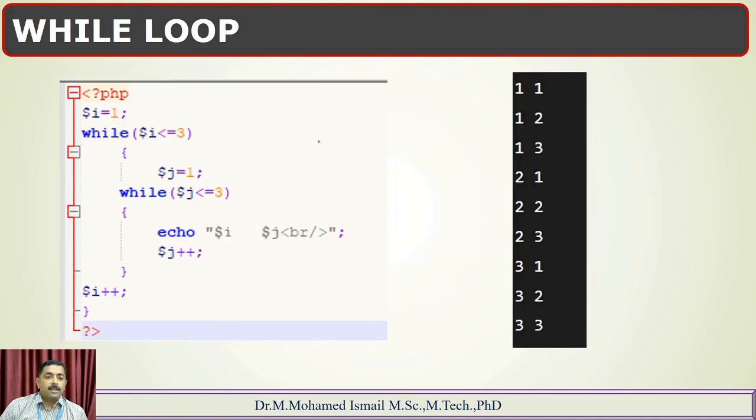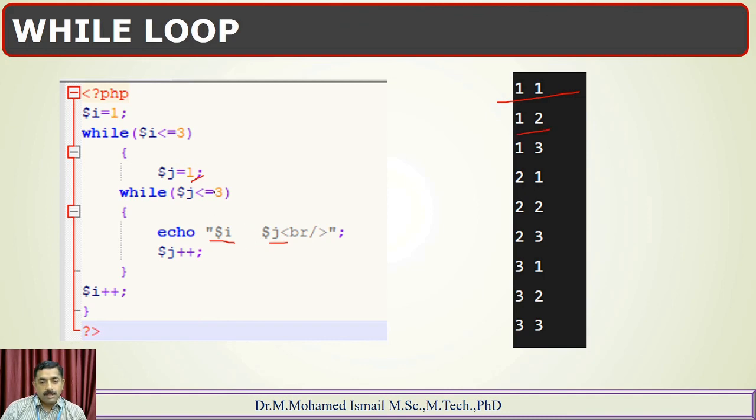So, another example: the nested while loop. Here I am using i equal to 1, i less than or equal to 3, and j equal to 1, j less than or equal to 3. Within the loop, I am giving another loop, that is the nested loop. First j is 1, and I am printing both i and j. First the i value is 1 and the j value is also 1, so first it will print 1, 1. Then I am incrementing j plus plus, so j will increment by 1. So the i value is 1 but the j value is 2, so 1, 2.